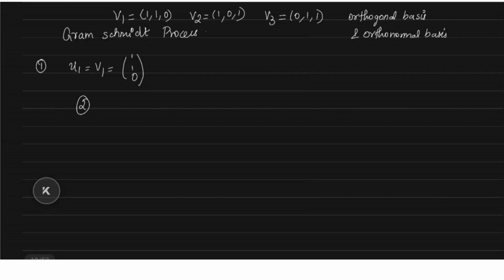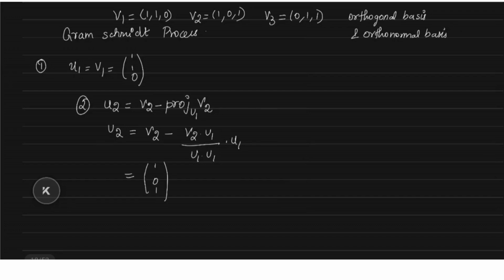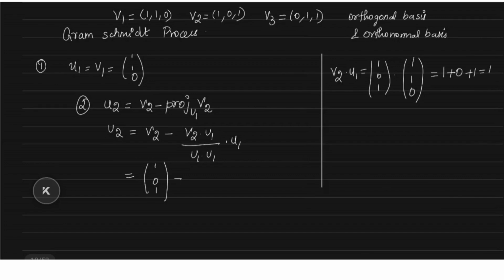Secondly, we find u2. u2 is v2 minus the projection of v2 on u1, which is v2 dot u1 divided by u1 dot u1, the whole thing into u1. This is according to the definition of projection. v2 is the vector (1, 0, 1) minus, what is v2 dot u1? It is (1, 0, 1) dot (1, 1, 0). Multiplying, we get 1 plus 0 plus 0, which is equal to 1. So the numerator here is 1.